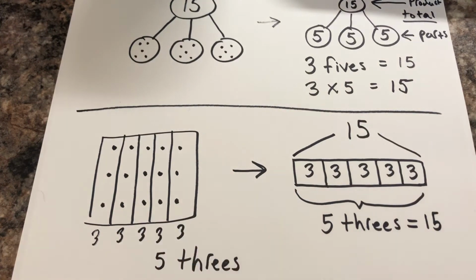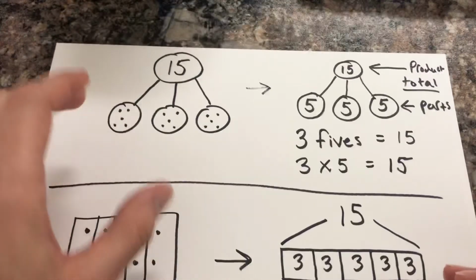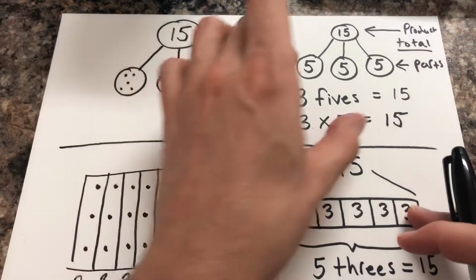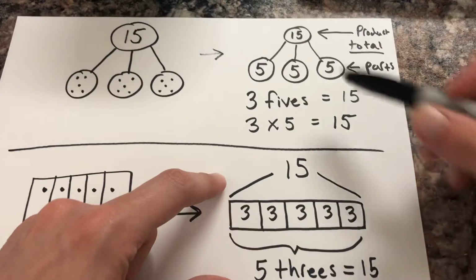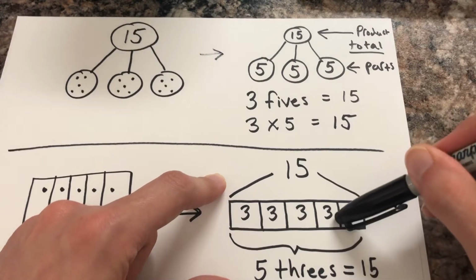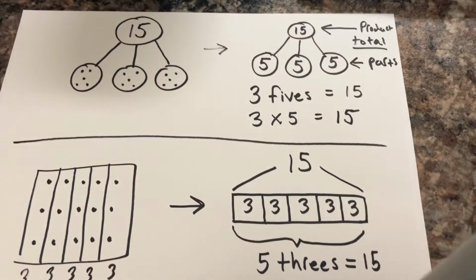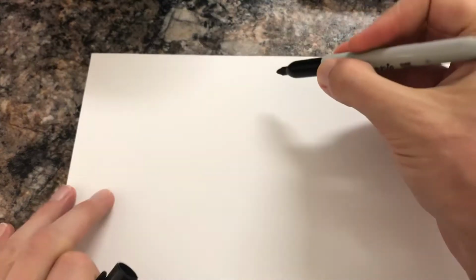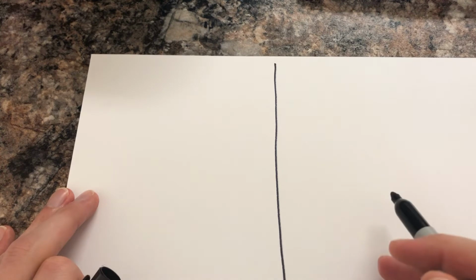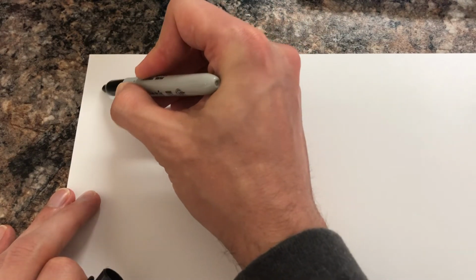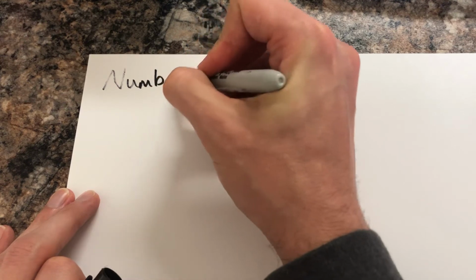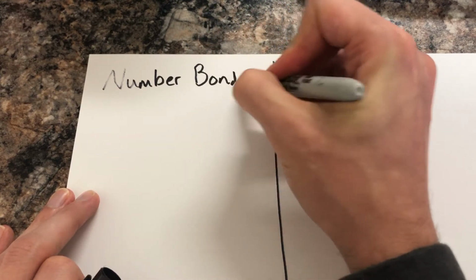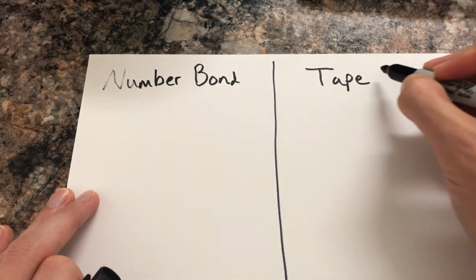Okay, so we can see that we can take a groups of picture and an array, and we can turn them into 2 different pictures. We can turn them into a number bond and into a tape diagram. And these are great pictures that you've used in previous school years to help you solve word problems, which is what we're going to be doing right now. I've got a word problem for us, and we're going to use both strategies. On one side, we're going to solve it using a number bond, and on the other side, using a tape diagram. So over here, we're going to use a number bond. And over here, we're going to use a tape diagram.